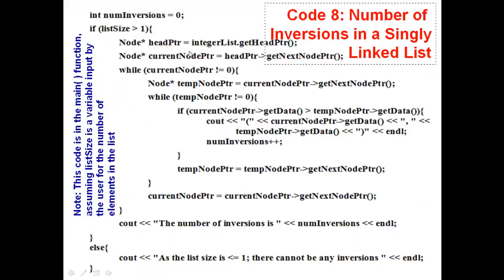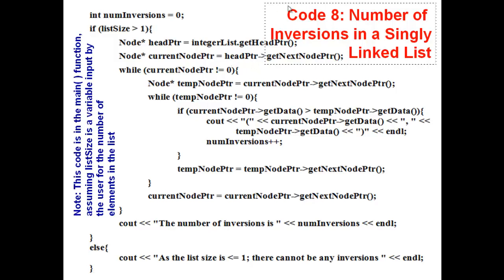So you first get the address of the head node by calling the get head pointer function on the integer list. Remember, this is an object. Integer list is an object of class list. So you have to use a dot operator and call the get head pointer function, and that will return the address of the head node. You can store that in a local variable called head pointer. Now the head pointer is a pointer storing the address of the head node.